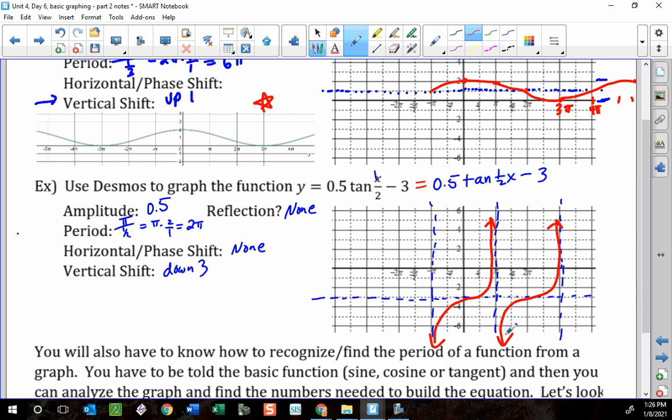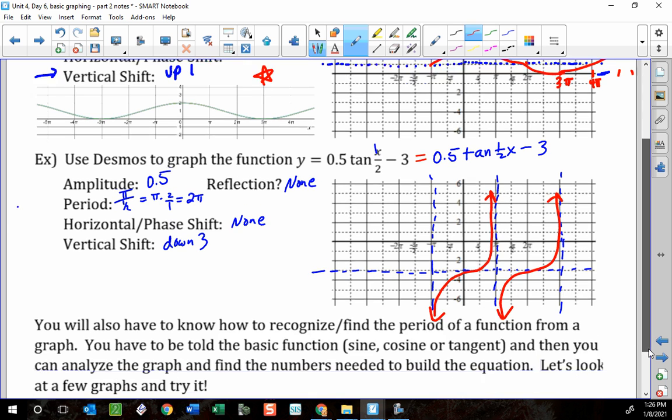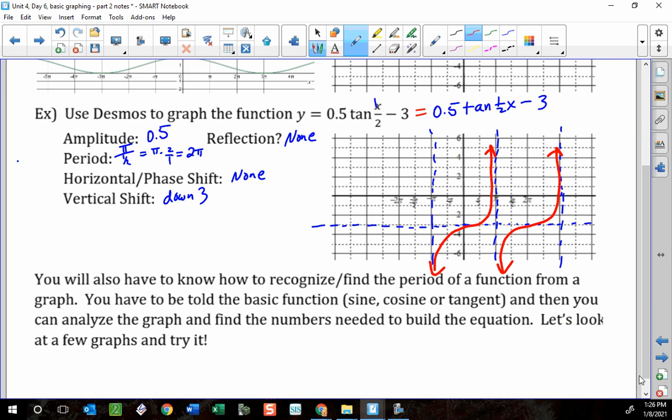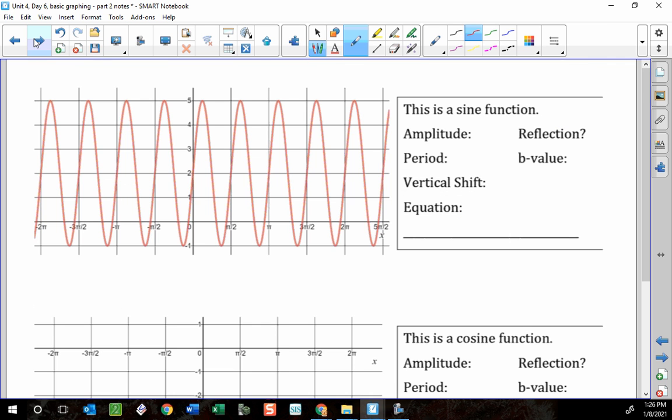Right, so you're also going to have to know how to recognize the period of a function from a graph. You'll be told the basic function, whether it's sine, cosine, or tangent, and then you can analyze a graph and find the numbers you need to build the equation. So let's do that a couple times. All right, so this is a sine function, okay? So let's analyze, first of all, let's do this. You have a sine function, and let's draw the normal sine function. Like if I try and think to myself, okay, the sine function.